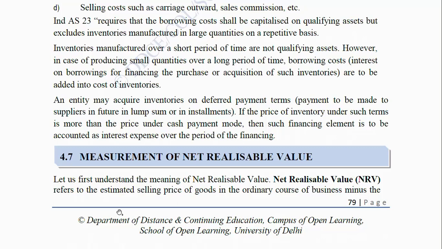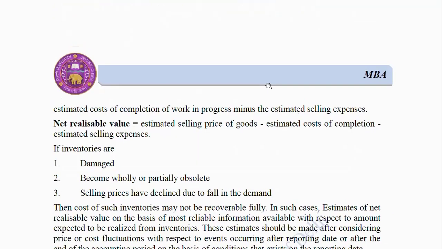An entity may acquire inventories on deferred payment terms, that is, payment to be made to suppliers in future in lump sum or in installments. If the price of the inventory under such terms is more than the price under cash payment mode, then such financing element is to be accounted as interest expense over the period of the financing.